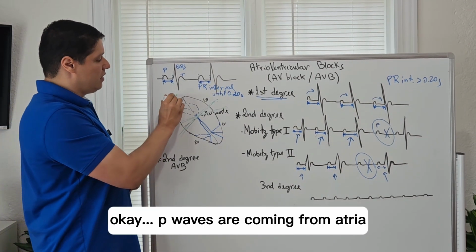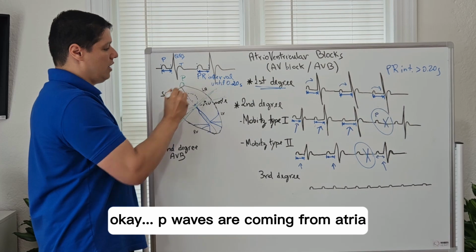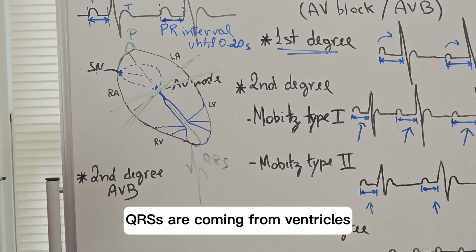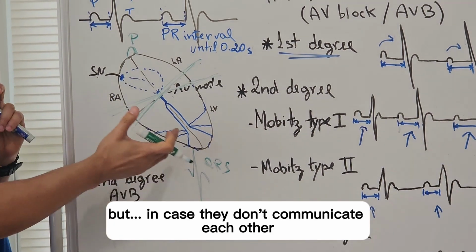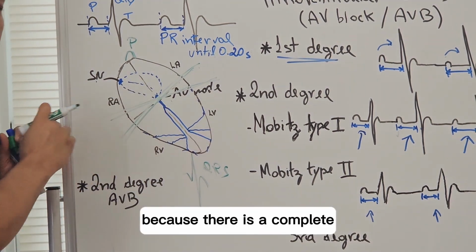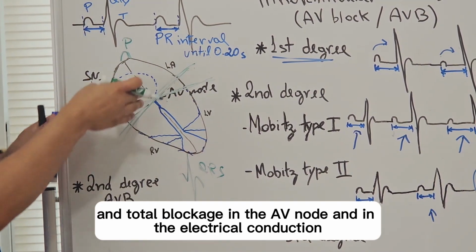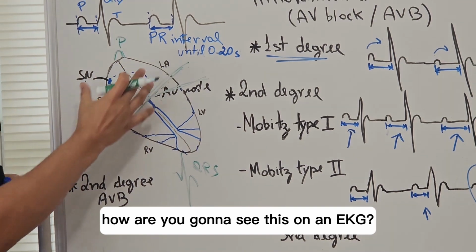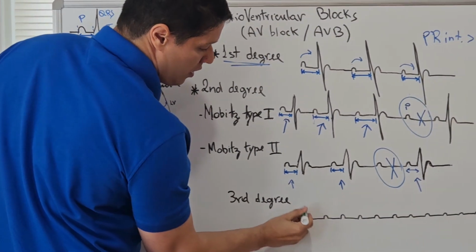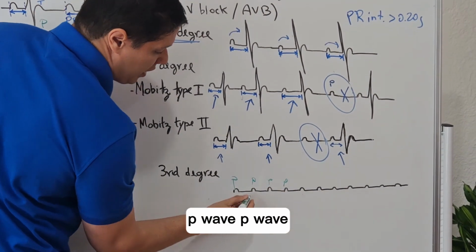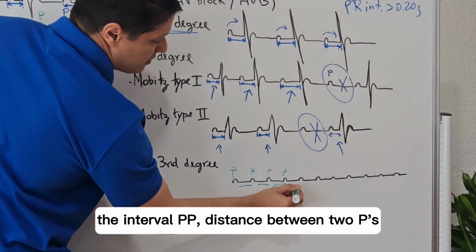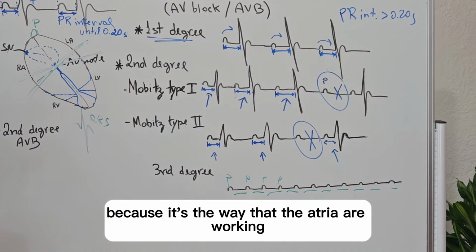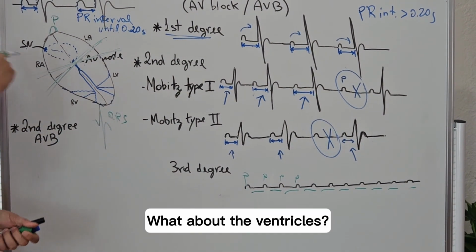Okay, P waves are coming from the atria. QRS are coming from the ventricles. But they don't communicate with each other, because there is a complete and total blockage in the AV node. How are you going to see this on an EKG? Atria working at their pace. P wave, P wave, P wave. Look, the PP interval, the distance between two P waves, is the same because it's the way that the atria are working. What about the ventricles?